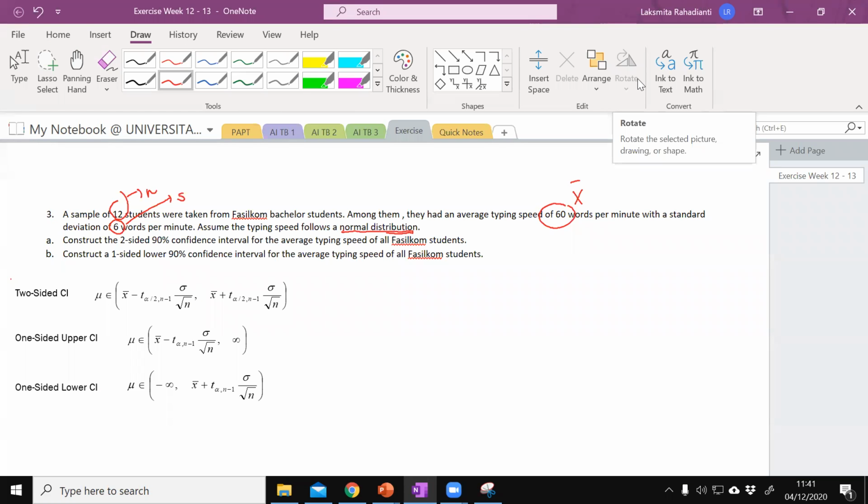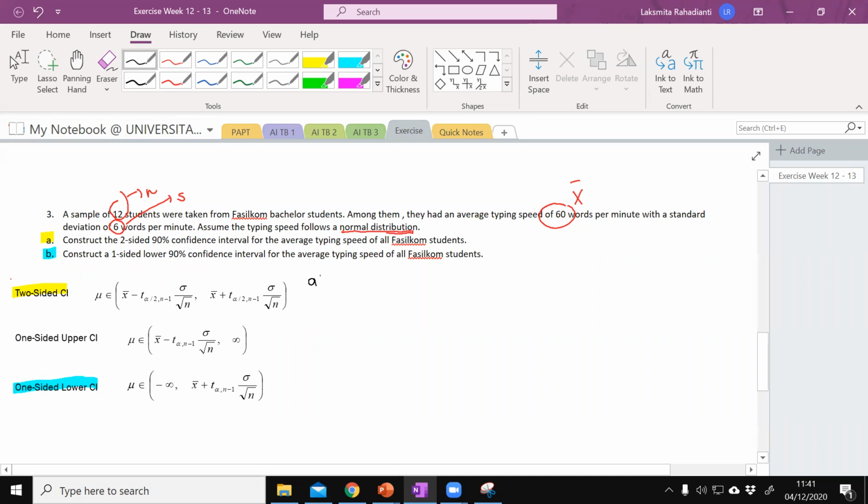Okay, so now I've copied the necessary equation back to our problems. And here we have the two-sided CI, which is necessary for A. And we also have the one-sided lower confidence CI for this one. So this is the one-sided lower CI. Okay, so we can just directly put that in.